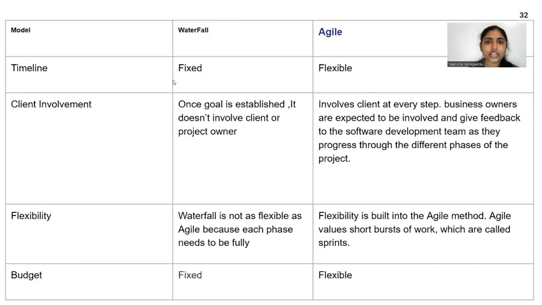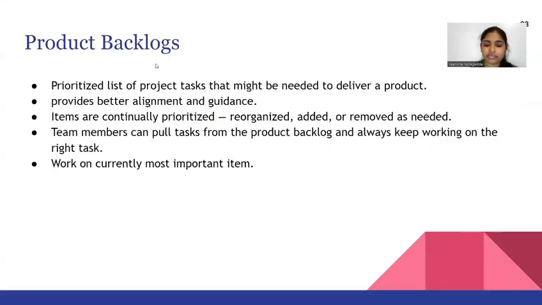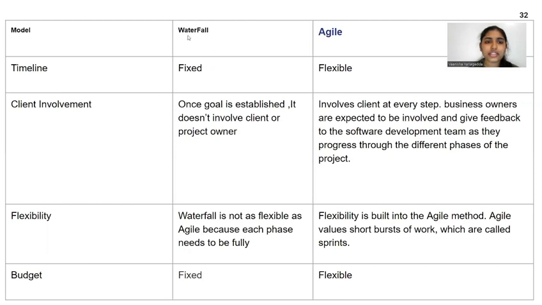So here are the differences. The timeline is fixed for waterfall and Agile is flexible. The client involvement in the waterfall model is that once the goal is established, it doesn't involve the client or project owner. But in Agile, there is involvement of the client at each step, and we have flexibility in Agile, whereas for the waterfall model we don't have that flexibility. Even the budget for the waterfall is fixed, but in Agile we can make changes to it according to the client's requirements, so it's flexible.